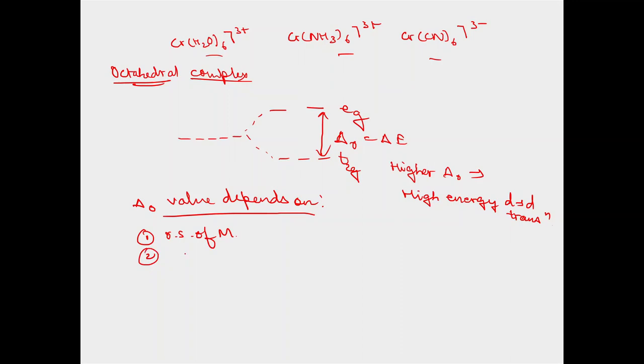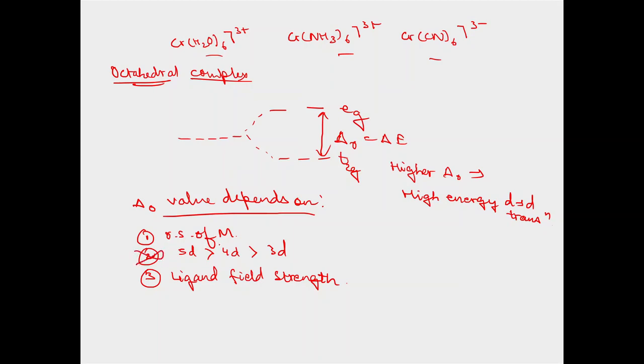The second one is the principal quantum number, that is, 5d metals will have more delta O value than 4d, than 3d. And the third one is the ligand field strength. Okay, so now if we compare these three complexes, in all the three cases the metal is chromium, which is a 3d element. So we can't compare these three complexes on the basis of this parameter 2. So we will cancel out this.